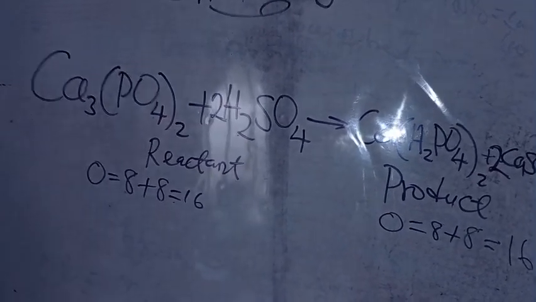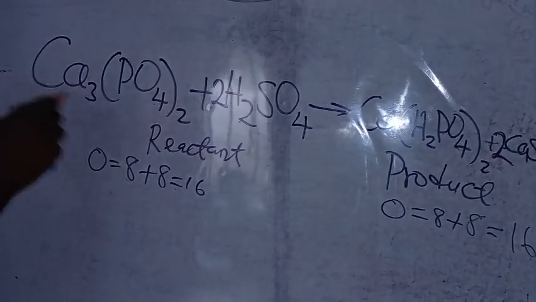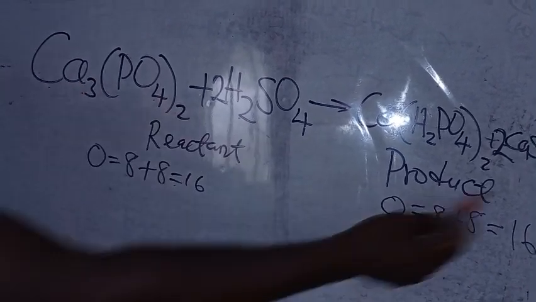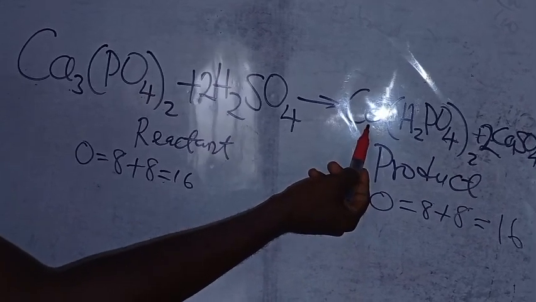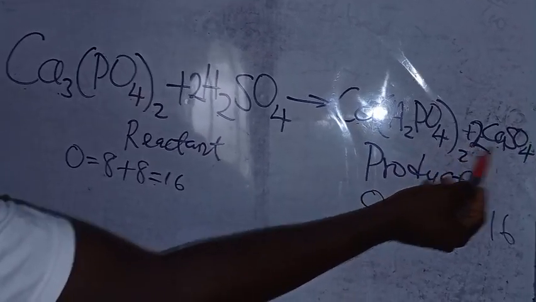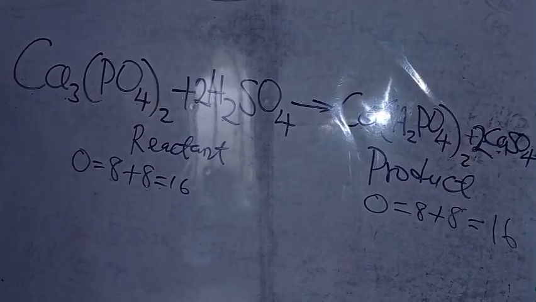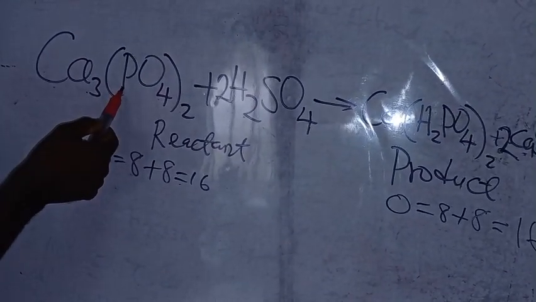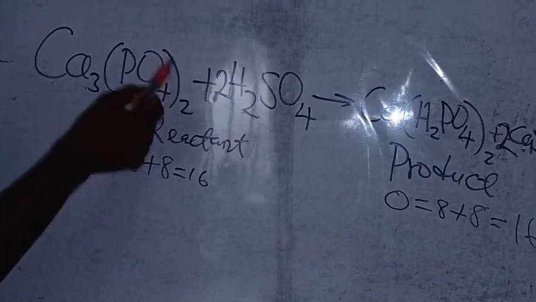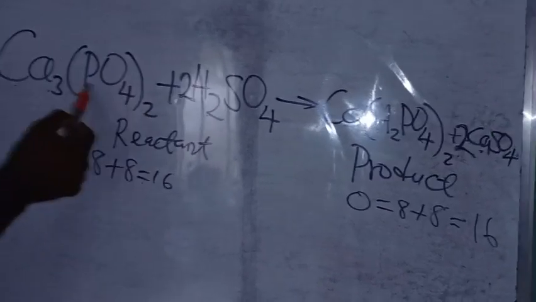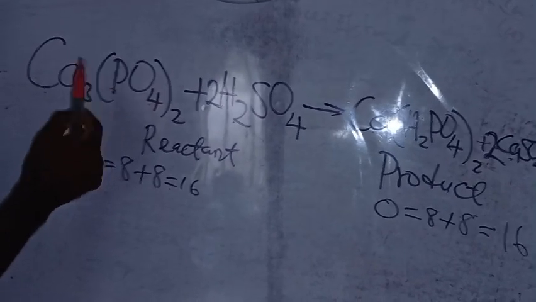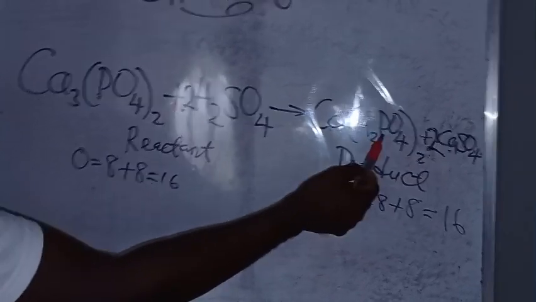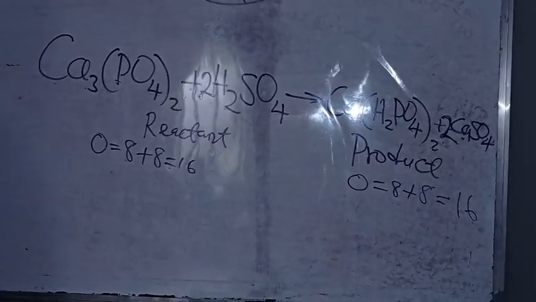Then you now look at the other atoms. Let's look at calcium. Calcium here is 3 at the reactant side. At the product side, we have 1 here, then we have 2 here. You can see 2 calcium. That is 3. Calcium is balanced. Let's look at phosphorus, P. This bracket, this subscript affects this. That's 2 phosphorus here. How many phosphorus do we have here? Can you see 2? That's also 2. Phosphorus is balanced.